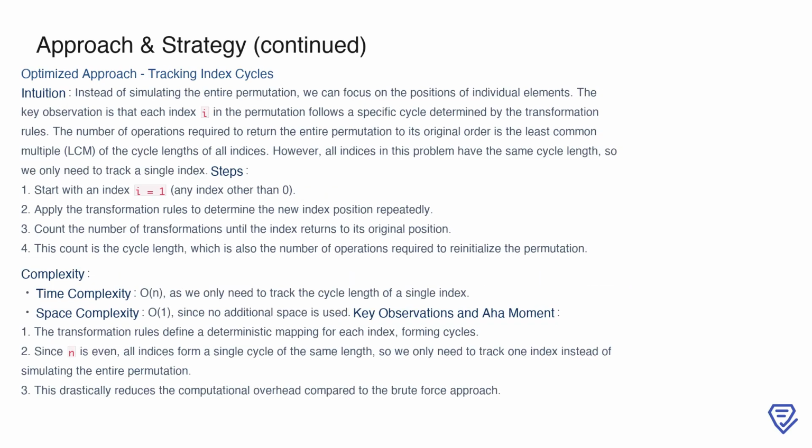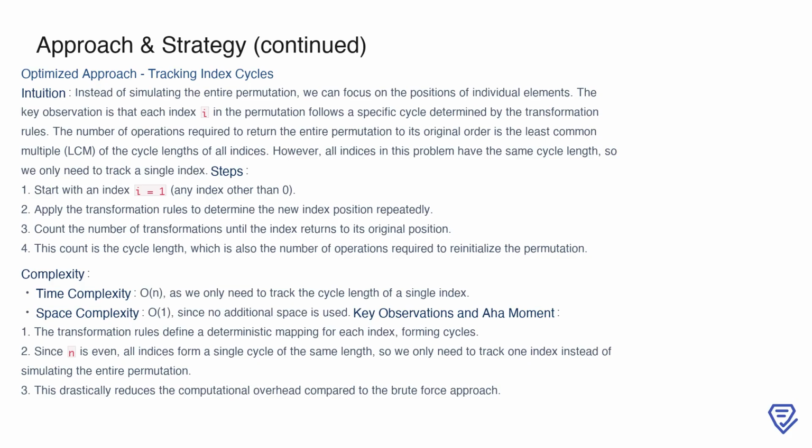A more efficient solution is based on the observation that the transformation defines cycles for the indices of the permutation. Instead of simulating the entire array, we can track the cycle length of a single index. For example, if we start with i equals 1, we can repeatedly apply the transformation rules to determine the new position of this index. The number of transformations required for the index to return to its original position gives us the cycle length, which is also the minimum number of operations needed to reinitialize the permutation.